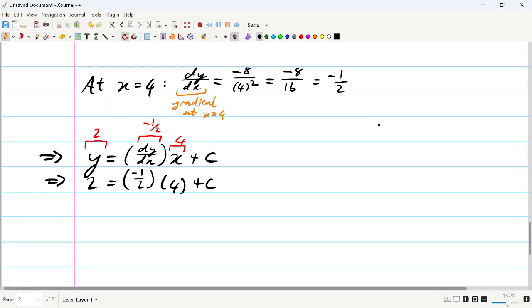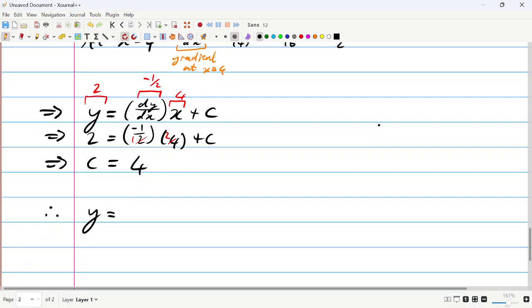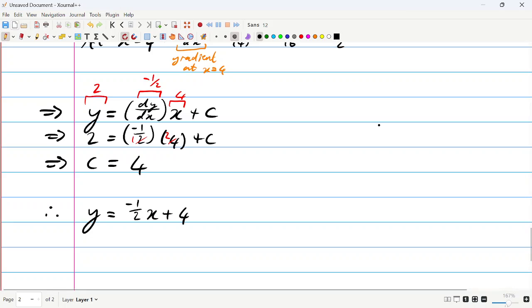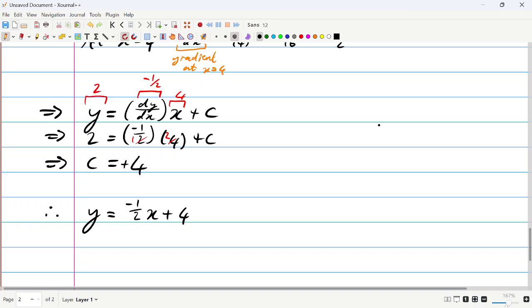And then we're going to put c on its own. So c is equal to, we can actually simplify this. This is going to be 4 divided by 2, which is just 2 over 1. So negative 2 comes over as a positive 2, so c is equal to 4. Okay, so therefore the equation is just going to be y is equal to, what was our gradient? It was negative a half multiplied by x plus 4, because this is a positive 4. So there is the equation of our tangent. It is really not that bad for these types of questions. Let's go to the next example.